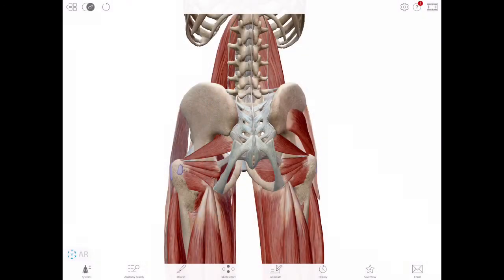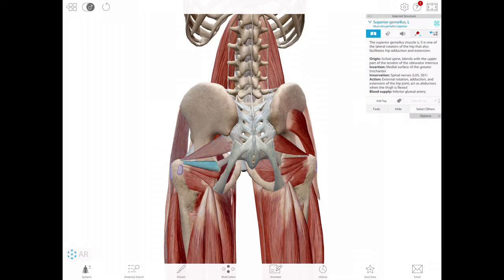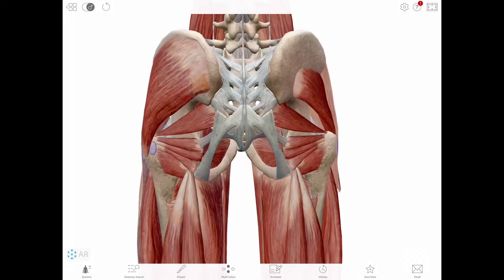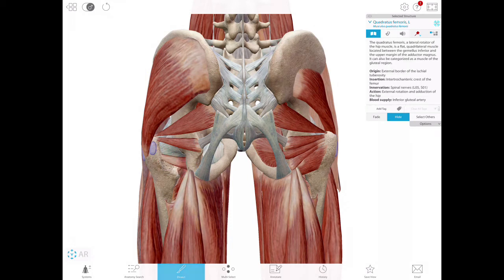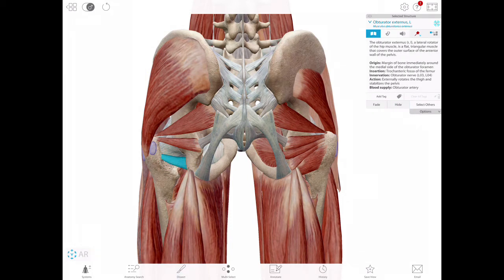Now I would like to discuss the piriformis, gemellus, obturator, quadratus femoris muscles. So we have the piriformis, the superior gemellus, obturator internus, inferior gemellus, and quadratus femoris. We will notice that the obturator externus is not able to be seen from this view, so we will need to dig deeper. So let's remove that. And there we have it, right there. We have the obturator externus. So all of these muscles that I had just mentioned and removed help with lateral rotation.